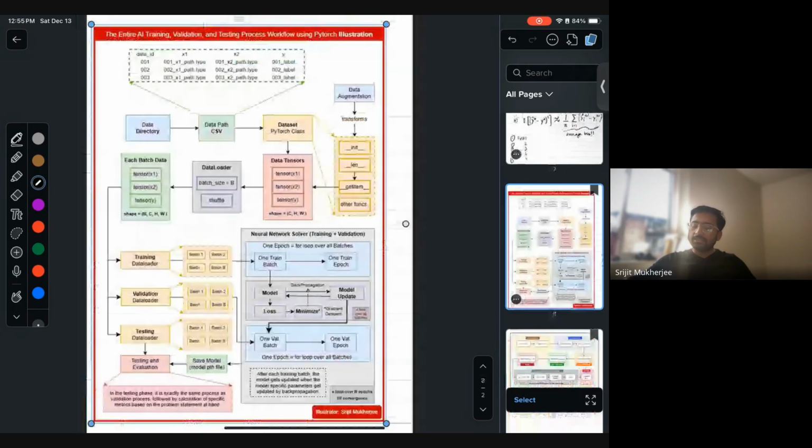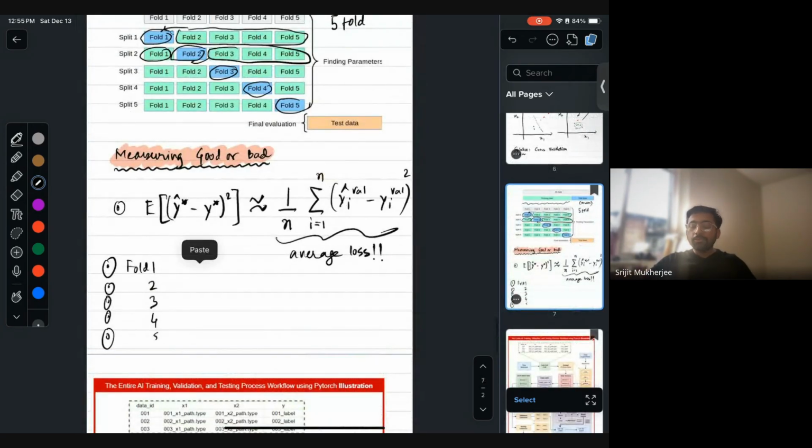But the basic idea is that you have fold 1, fold 2, fold 3, fold 4. Let's say if this is easy, the loss will be really low. If this is medium, this is low, this is okay. But if this is hard, the loss will be a bit high. So what will happen is that this will become high.